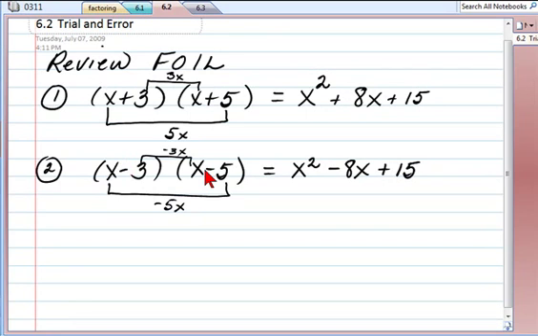Yes, question? Yeah, I'm lost. How did you get the 8x? I got this 8x by adding the outer product, which was negative 5x. Negative 5 times x is negative 5x. The inner product is negative 3 times x, which is negative 3x. A negative 3x and a negative 5x add together to be negative 8x.